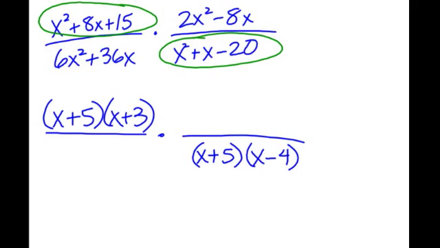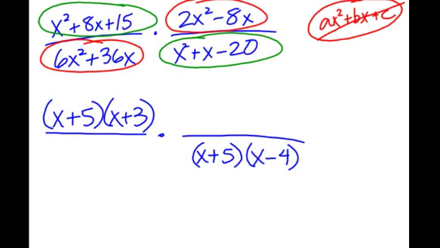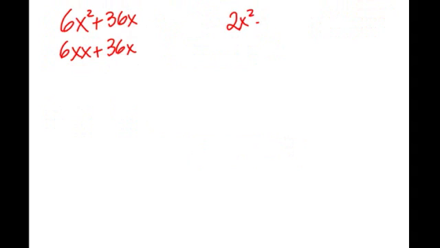So I am going to take these two, and because they are not like this, I'm not going to use Xbox. 6x squared plus 36x, which is really 6xx plus 36x. 2x squared minus 8x, which is really 2xx minus 8x. And let's work on this one over here on the left side first.